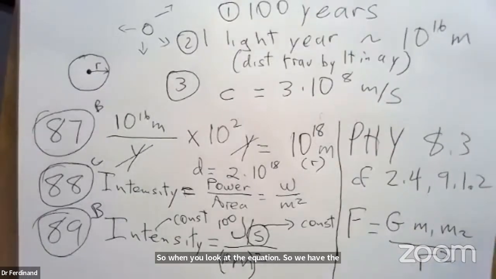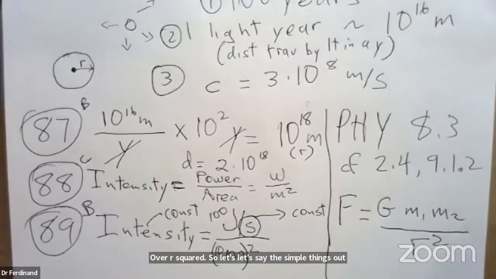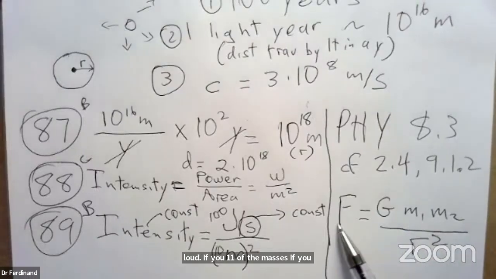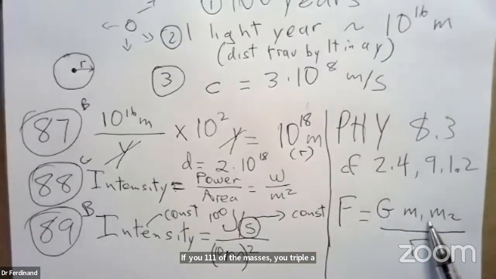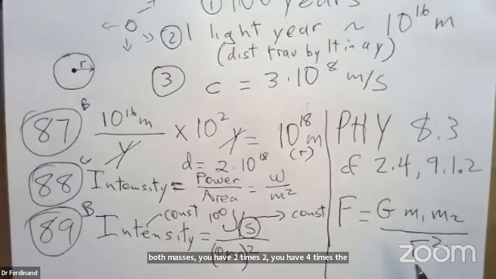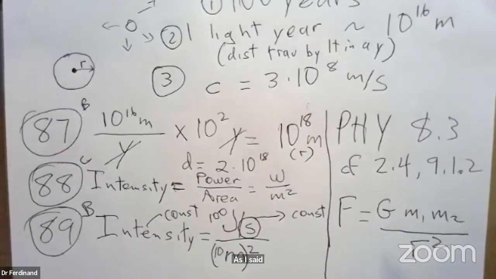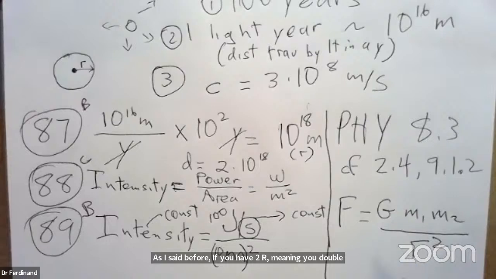So when you look at the equation, we have the gravitational constant times m1 m2 over r squared. So let's say the simple things out loud. If you double one of the masses, you double the force. If you triple one of the masses, you triple the force. You double both masses, you have 2 times 2, you have 4 times the force. As I said before, if you have 2r, meaning you double the distance between the center of masses of the two masses, you have a quarter of the force, because the 2 is going to be squared, just like down here. And if you triple the distance, you triple r, 3r, you square it, so you're going to have 1/9 of the original force. You can just look at it and make those manipulations.